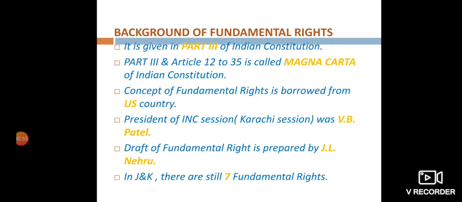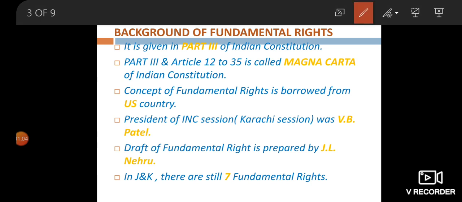Now let's move to the background of fundamental rights. These fundamental rights are given in Part 3 of the Indian Constitution. There are 22 parts of the Indian Constitution, and under Part 3 it is given. Part 3, Articles 12 to 35, is called the Magna Carta of the Indian Constitution. The concept of fundamental rights, we have borrowed from the US. In 1931, for the first time, fundamental rights were discussed in the INC Karachi session, and at that time the president of the session was Vallabhbhai Patel. The draft of fundamental rights was prepared by Jawaharlal Nehru.